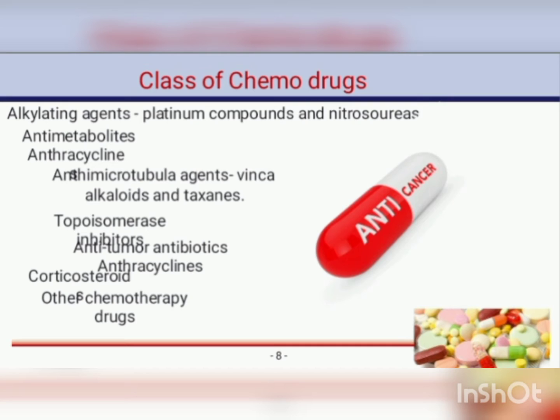Many different kinds of chemotherapy drugs are used to treat cancers. Another question is, what is the strongest chemotherapy drug? Doxorubicin, Adriamycin, is one of the most powerful chemotherapy drugs ever.